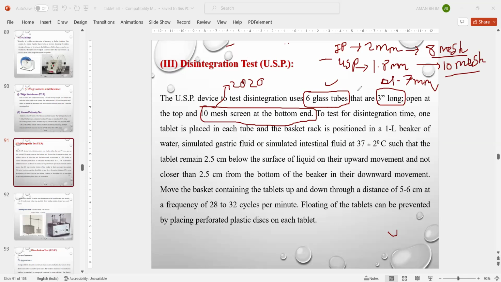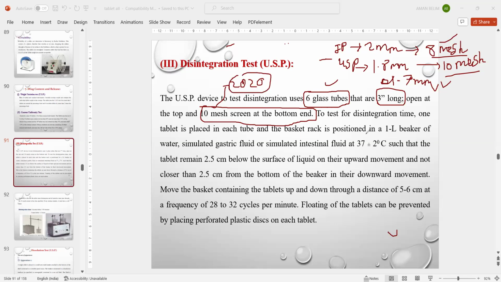So these are some important things for the disintegration apparatus. What is the mesh size? It means that the bottom of the test tube contains a mesh, right? So the size of that mesh is very important. In the case of USP it is 10, in the case of IP it is 8 mesh. One time in 2020 they asked a question from this mesh size.